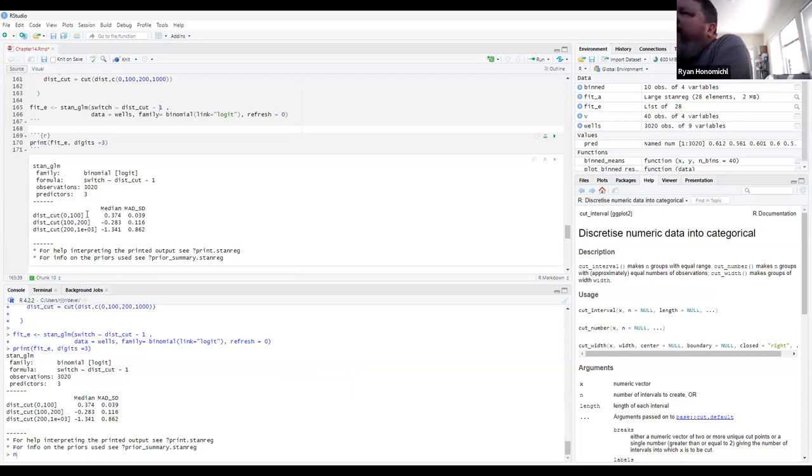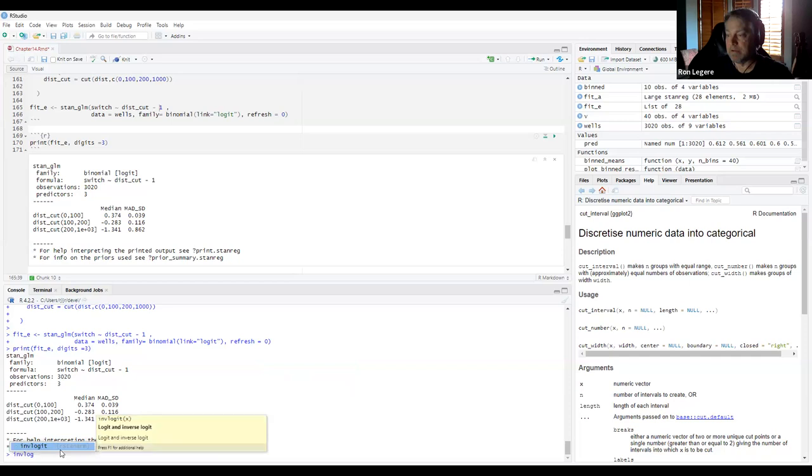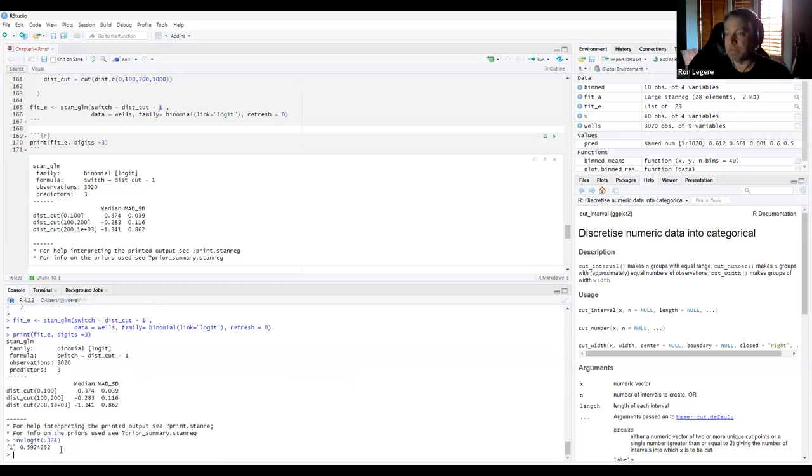I mean, how do we interpret it? Like, the distance cut between 0 and 100 is 0.374. I don't know what that means. Well, it means simply that the log odds of switching if you're in that bin is 0.3. The inverse logit of that, right? So you have a 59% chance of switching if you're that close.